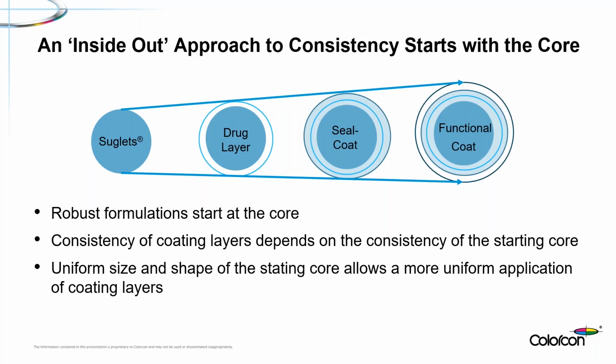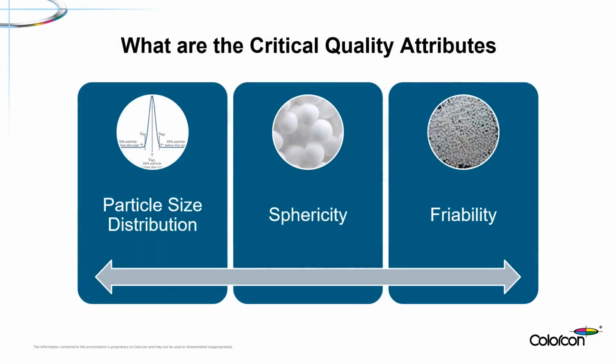The uniformity of these coating layers starts with the uniformity of the core. A uniform size and shape of the starting core allows a more uniform application of each subsequent coating layer. This is why we take an inside-out approach to consistency. So what are the quality attributes of a starting core material that should be considered critical to success?